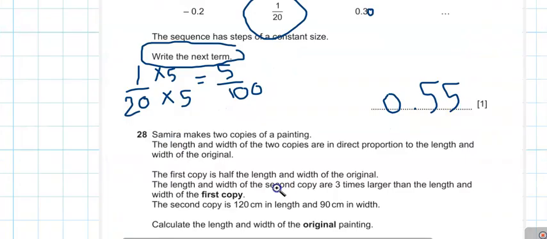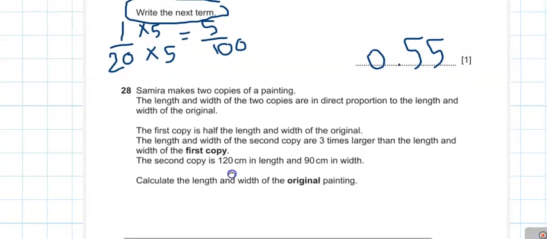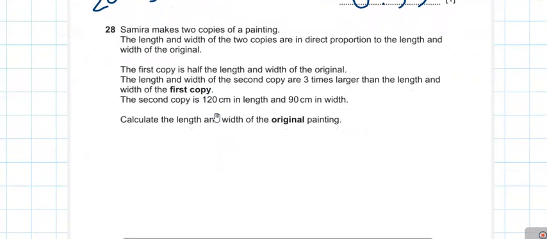Question 28. Samira makes 2 copies of a painting. The length and the width of the 2 copies are in direct proportion to the length and the width of the original. The first copy is half the length and the width of the original. The length and the width of the second copy is 3 times larger than the length and the width of the first copy. The second copy is 120 centimeters in length and 90 centimeters in width. Calculate the length and the width of the original painting.